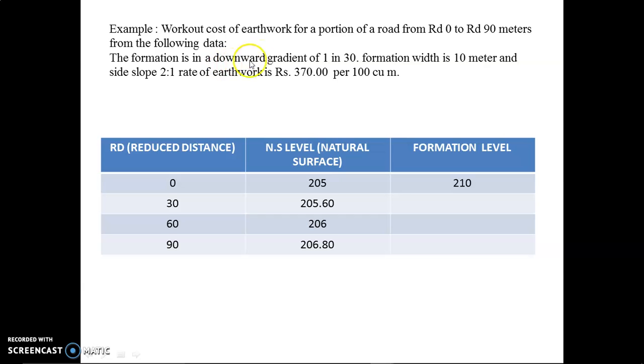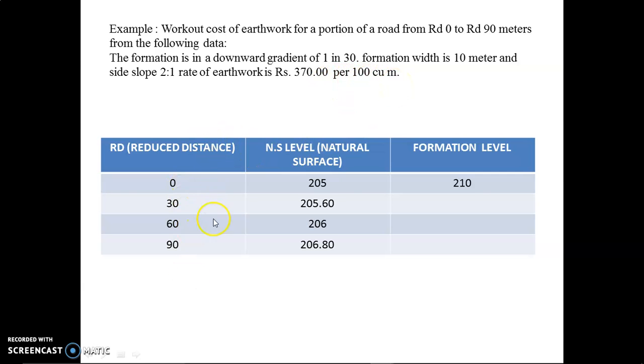Here formation is in a downward gradient, which means after every 30 meter the formation is going downward by 1. For example, if we are given 1 in 100, it means after every 100 meter our formation goes downward by 1. Here formation width B is 10 meter, side slope S is 2, and earthwork cost is 370 per 100 cubic meter.